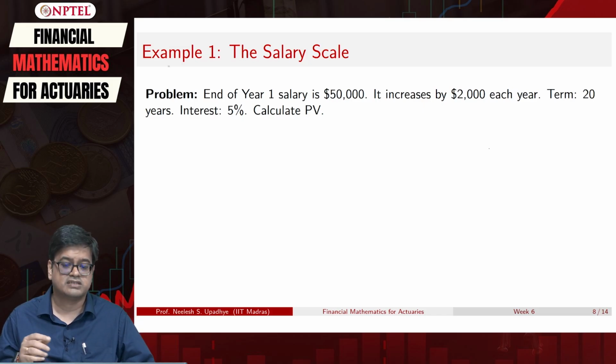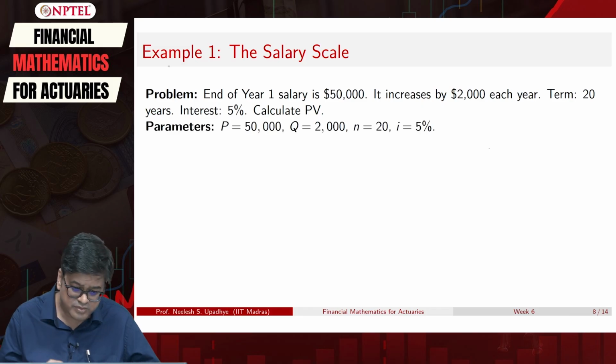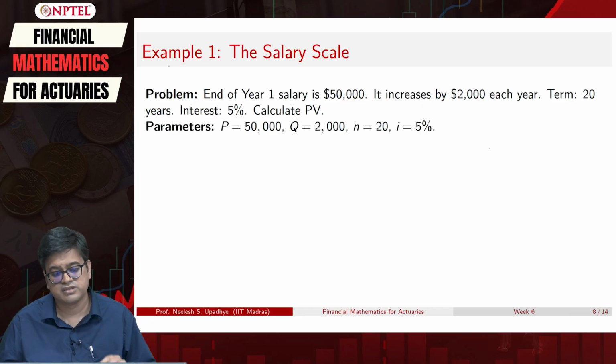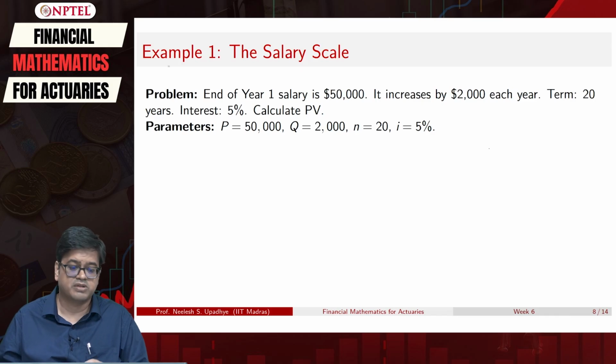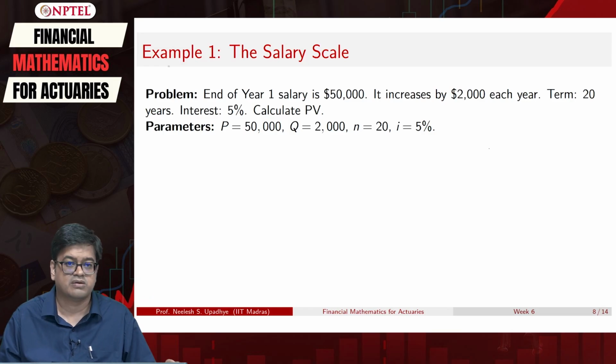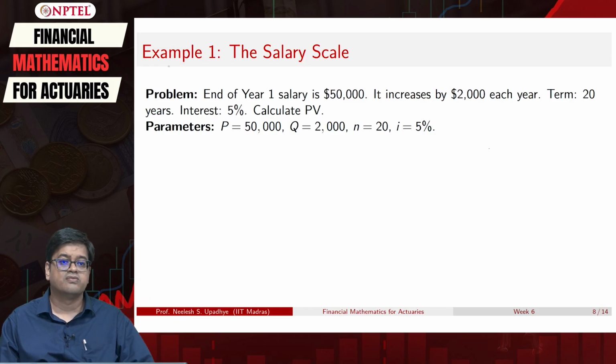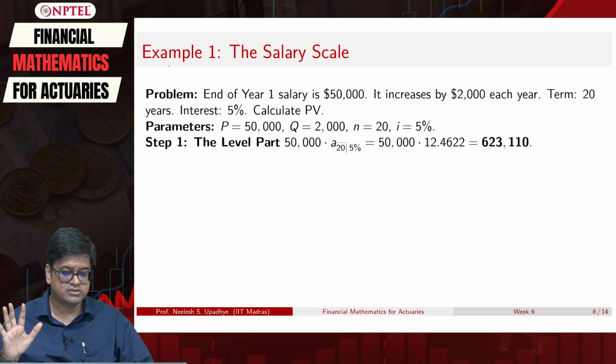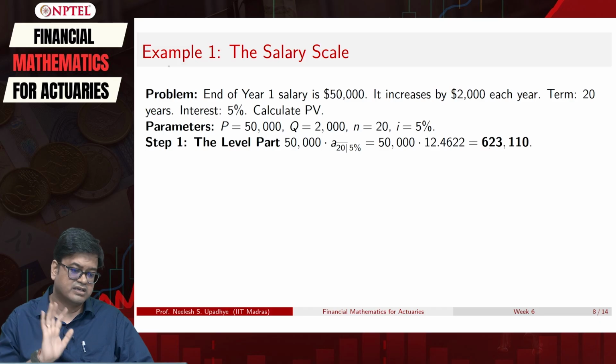Okay. So let us identify the PQ parameters: P is 50,000, Q is 2000. Apart from that, I need the period, N is 20 years, I is 5%. So I am ready to use the formula. What is the formula? The formula is P times A angle N plus Q times (A angle N minus N V raised to N) upon I. Okay. So I will simply push all the values into that and get the answer.